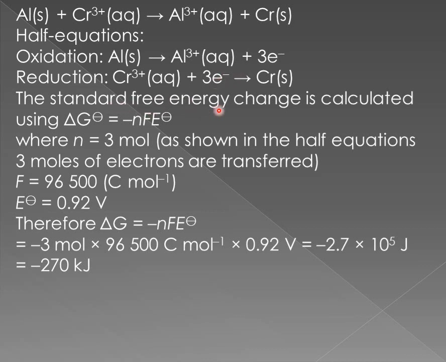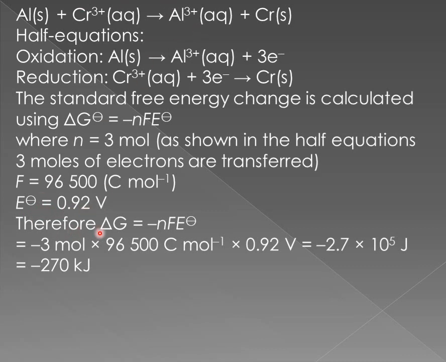The standard free energy change is calculated using this rule: delta G equals minus n F E standard. n is the number of moles of electrons, F is the Faraday constant, and E is the standard electrode potential or cell potential. So n here is 3 moles of electrons, F is a constant, and the given cell potential equals 0.92 volt for this equation.